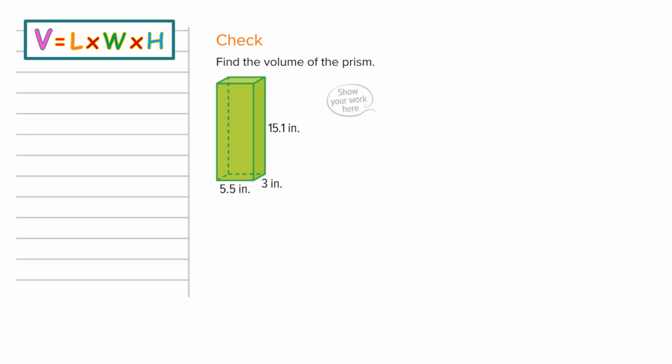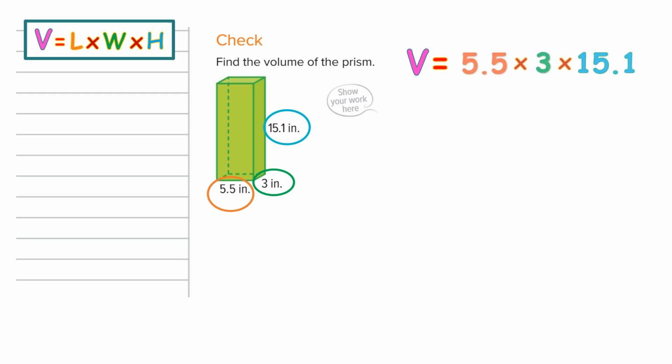Still going to use the same formula because we're finding volume: length times width times height. When I look at my length and width, I have 5.5. I have a width of 3, and then I have a height of 15.1. So if I'm multiplying all those together, then once again, I need to do my order of operations. I've got to go from left to right.